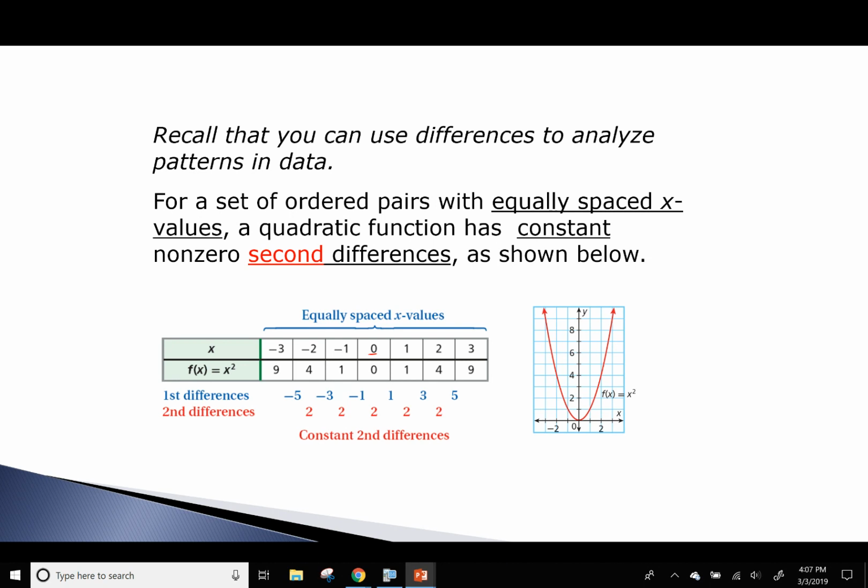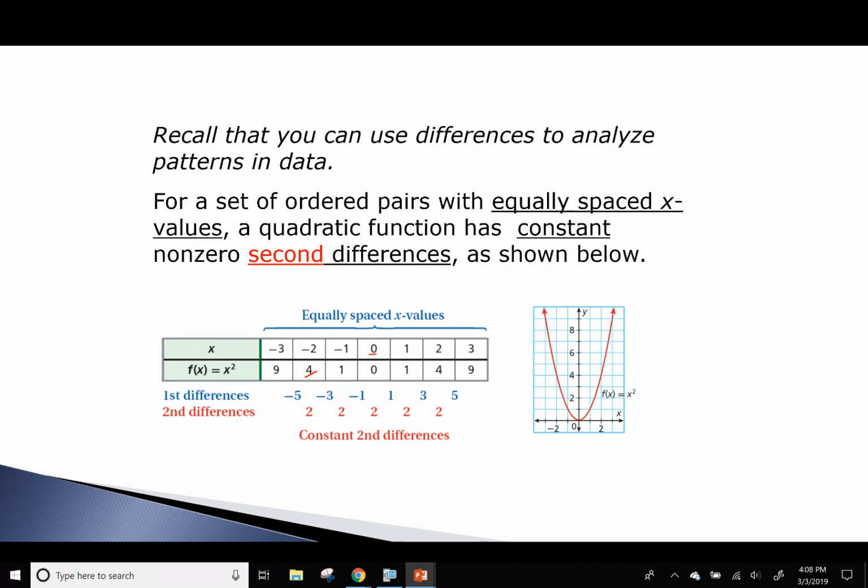Now look at the y values. You go from 9 to 4, which is subtracting 5. From 4 to 1, which is subtracting 3. From 1 to 0, which is subtracting 1. 0 to 1, which is adding 1, 1 to 4, which is adding 3, and 4 to 9, which is adding 5. So those are the first differences: down 5, down 3, down 1, up 3, up 5. So you can see -5, -3, -1, 1, 3, and 5 as your numbers.